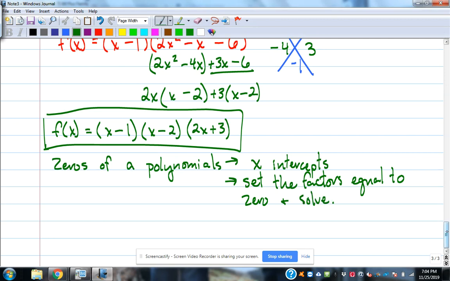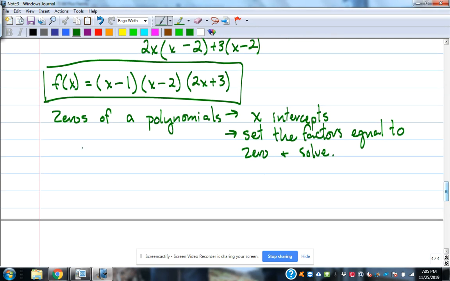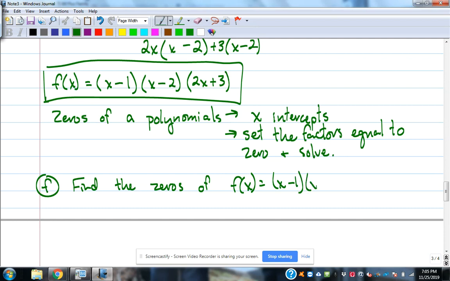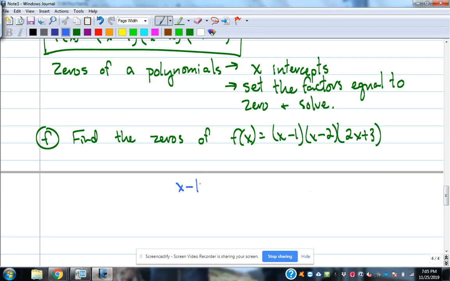So if we extend this problem, we've got the factored form and we want to find the zeros, so we'll make this example F. Find the zeros of f of x equals x minus 1, x minus 2, 2x plus 3. All we've got to do is take each factor and set it equal to 0 and solve it. X minus 1 equals 0, x minus 2 equals 0, and 2x plus 3 equals 0. Get x by itself in each one.